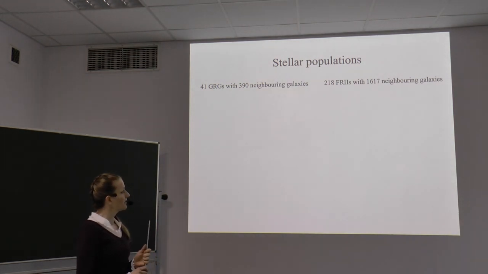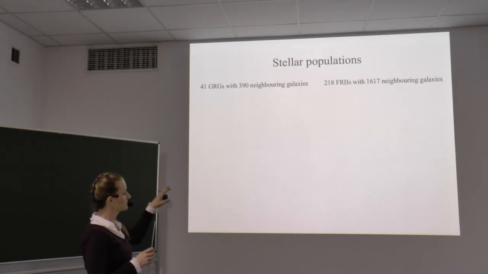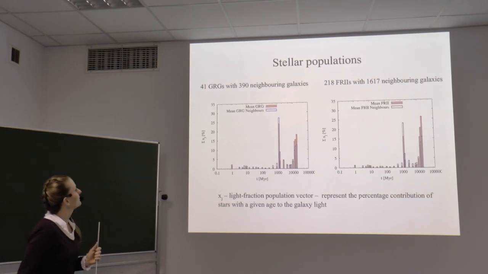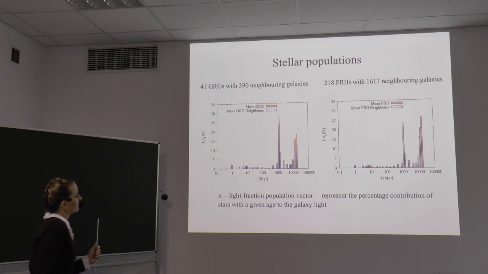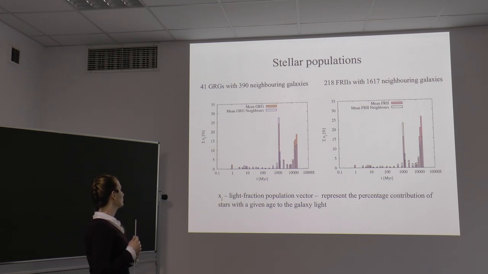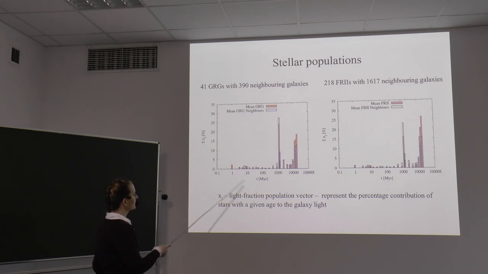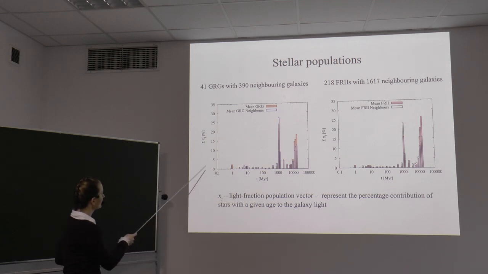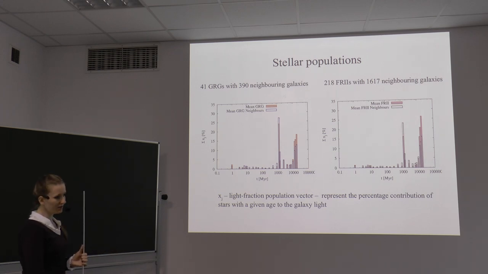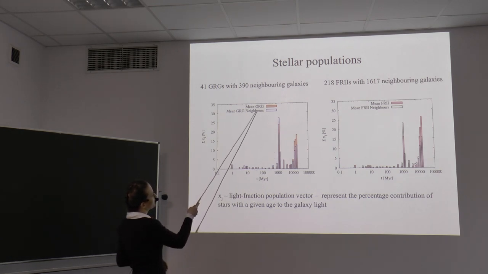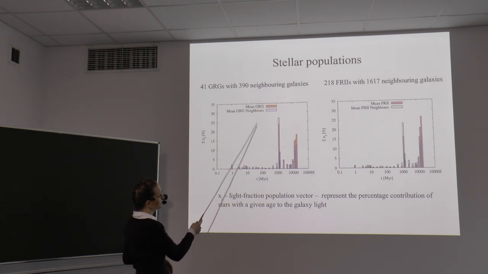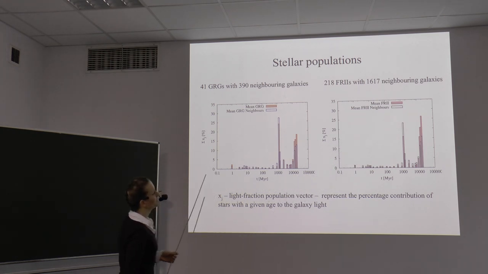Then I averaged my results for each class of objects separately. Here we can see the resulting stellar population composition. These histograms, simplifying, show how many stars with a given age create our galaxy. On the horizontal axis we have the age of the stars, and on the vertical axis the percentage contribution of stars to the galaxy light. On the left side, I compare the mean host galaxy of the giant radio source with the mean neighboring galaxy, and on the right side the same for the comparison sample.